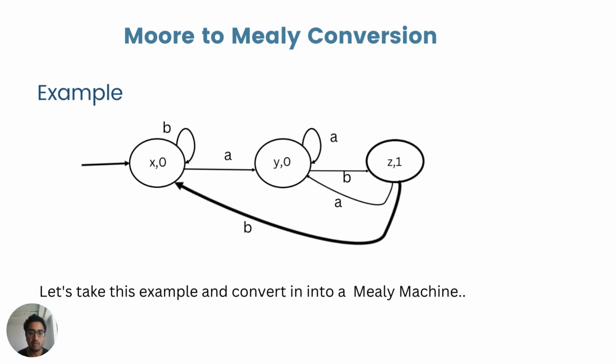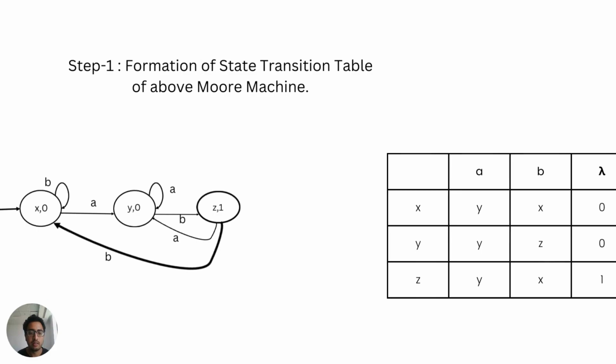In state z, if we take input a, it will go to state y and its output will be 0. And if we take input b in state z, it will go to state x and its output will be 0. So moving on to the next slide.